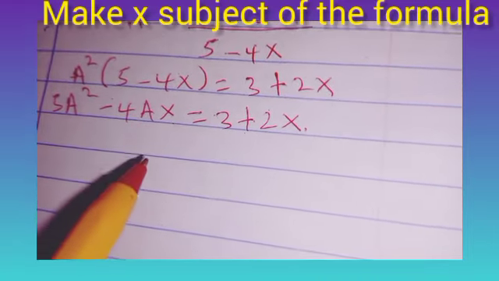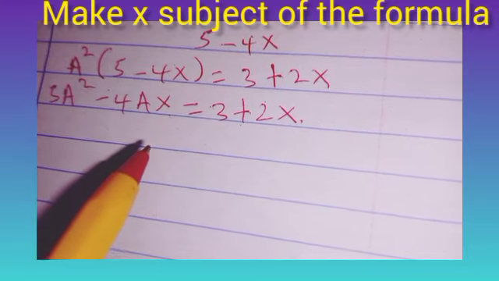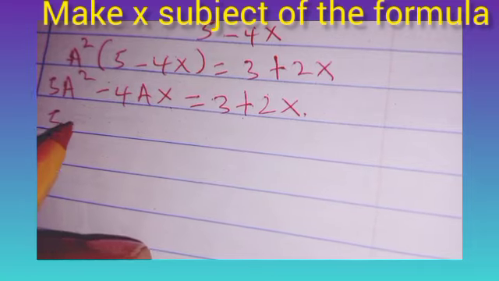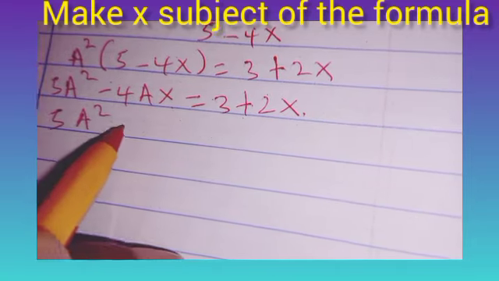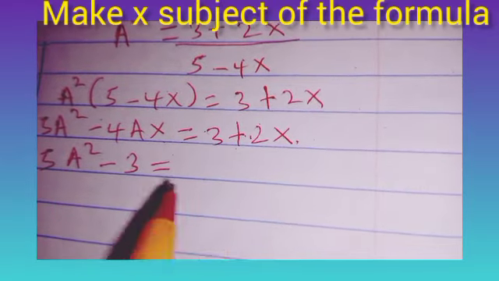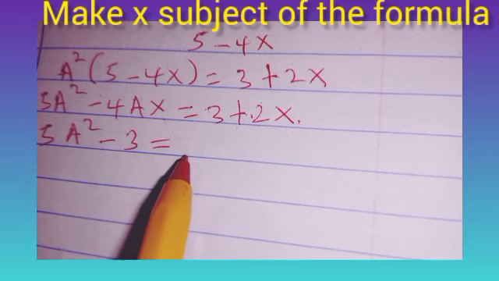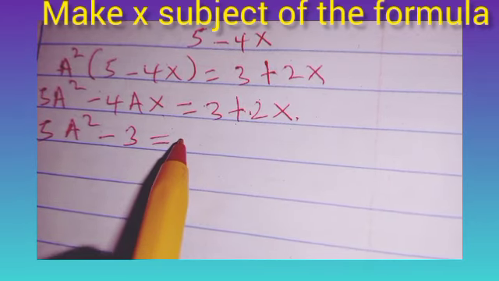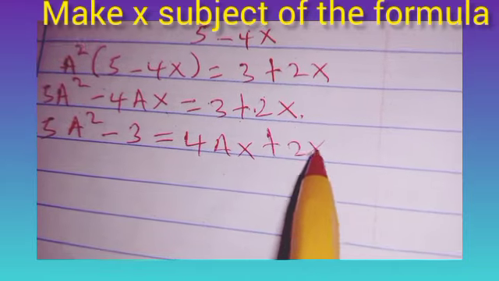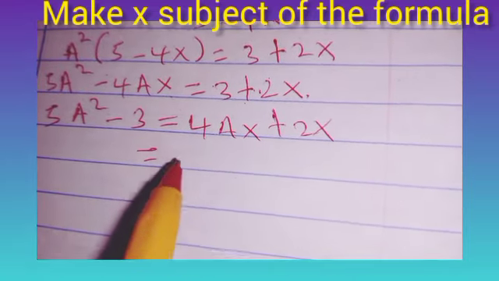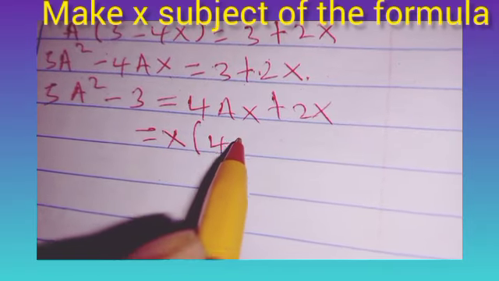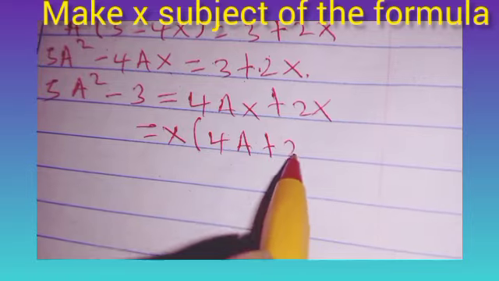The next, now we group the terms together which have got x. So we can have 5a squared minus 3. We take this 3 on the left hand side, and we take this negative 4ax on the right hand side to have 4ax plus 2x. Then on the right hand side we factor x to be left with 4a plus 2.